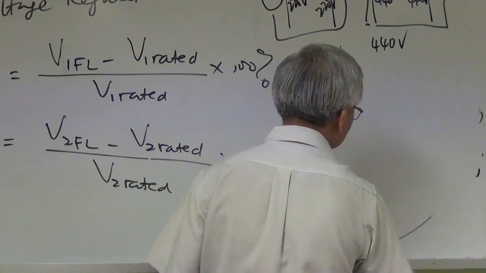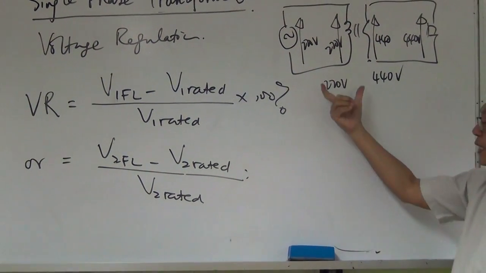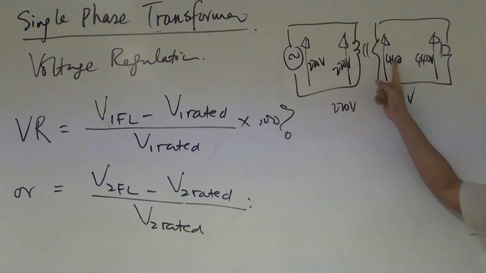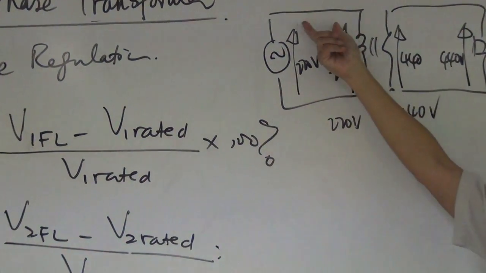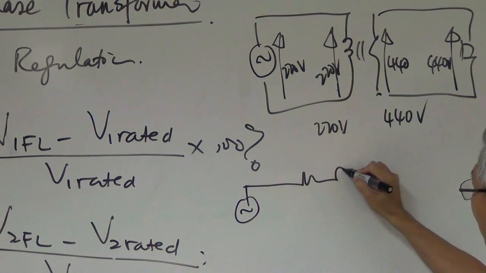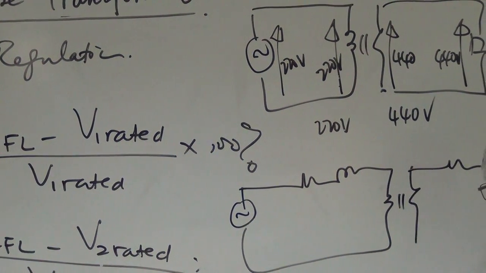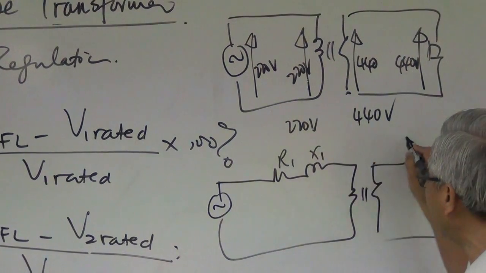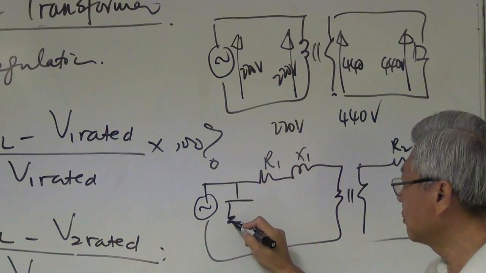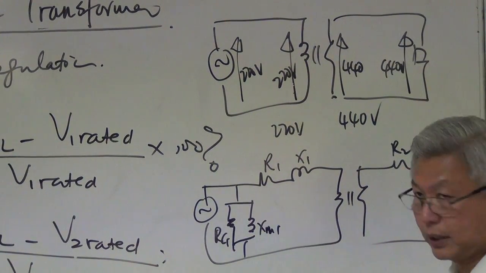A bit messy, but let me try and explain one more time. Ideal transformer: if I supply 220, I'll get 220 here, and the voltage becomes 440, there's no voltage drop. But in a practical transformer, you have voltage drop through R1, X1, R2, and X2. Remember the winding resistance, the leakage reactance, core loss resistance, magnetizing reactance, right?